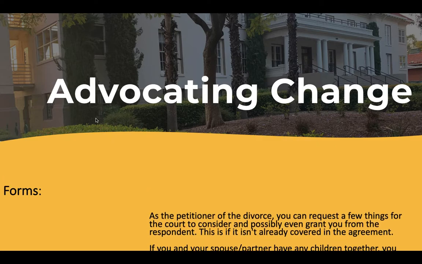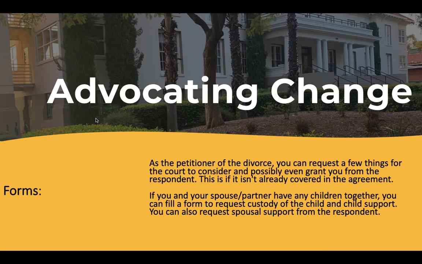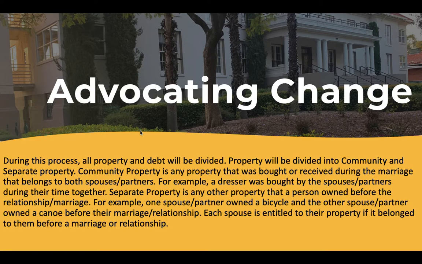Forms. As a petitioner of the divorce, you can request a few things for the court to consider and possibly even grant you from the respondent. This is if it isn't already covered in the agreement. If you and your spouse or partner have any children together, you can fill a form to request custody of the child and child support. You can also request spousal support from the respondent. During this process, all property and debt will be divided.